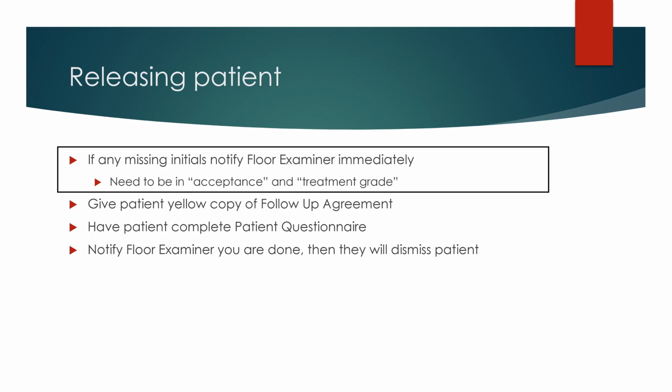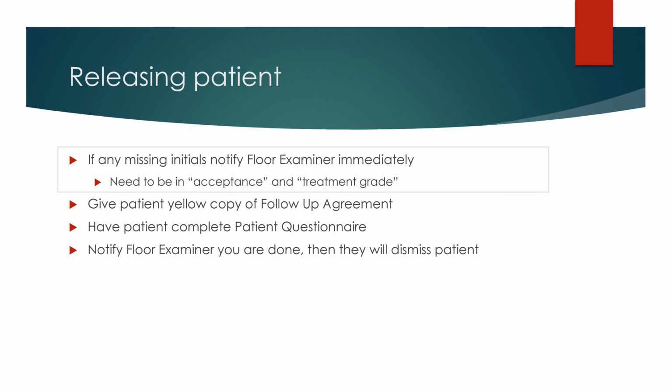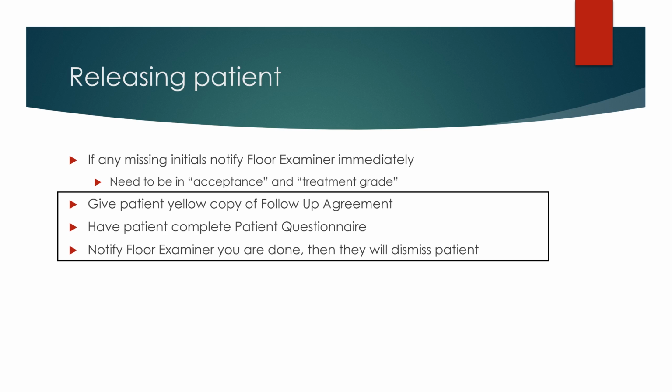If any of the initials are missing on your paperwork, you have to notify the floor examiner. Be sure to give your patient a yellow copy of the follow-up agreement. Have the patient complete a patient questionnaire. Notify the floor examiners that you are done, and they will dismiss your patient. So don't let your patient just leave the building, okay? Make sure that everything is signed, dated, everything is good. Have the floor examiner confirm that everything is good, and the floor examiner will tell you that your patient is free to go.